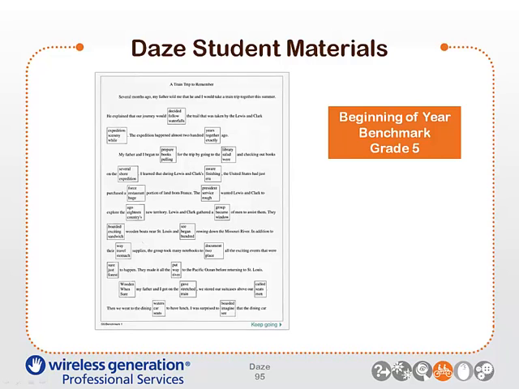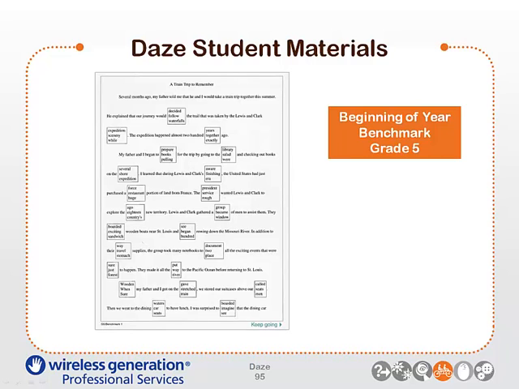In your kit, you can find Daze student booklets as well as the Daze teacher books with administration directions and scoring keys. Here is an example from the beginning of the year benchmark, grade 5. You'll notice on the page about every 7th word is omitted and replaced with a box containing 1 correct word and 2 distractors. Students silently read and circle the word choice which best replaces the omitted word. The assessment is timed for 3 minutes.